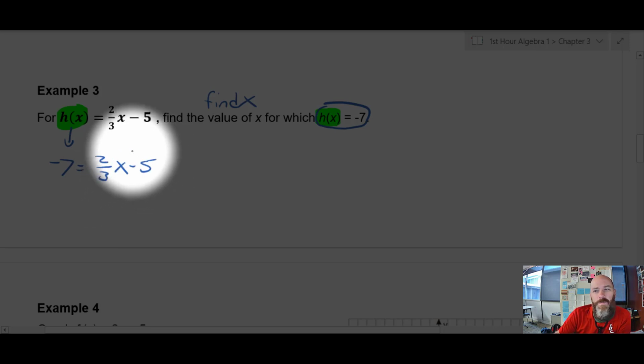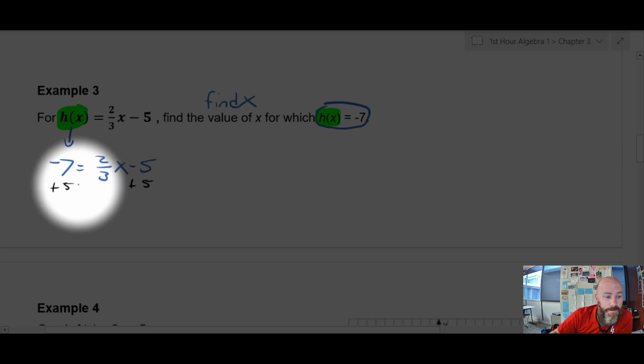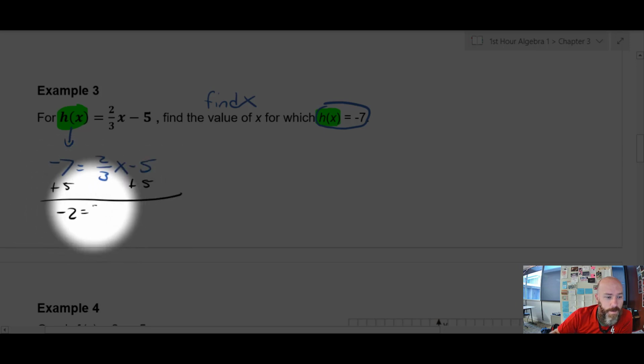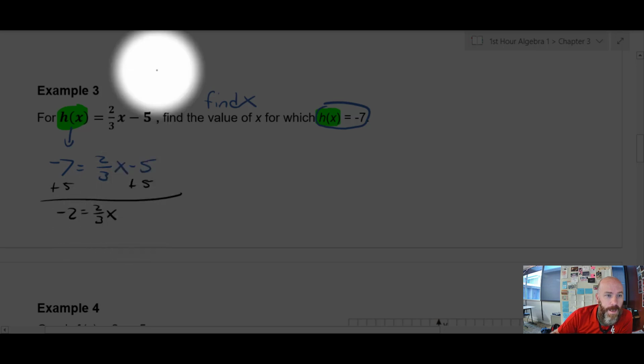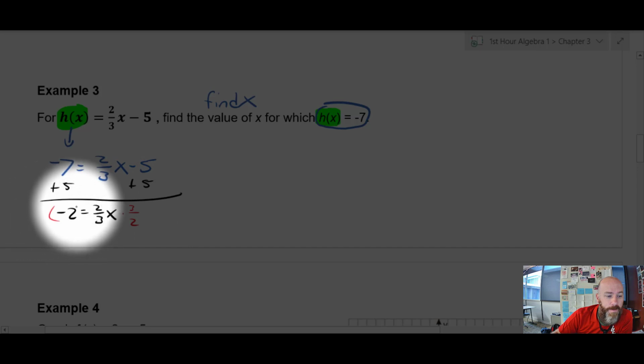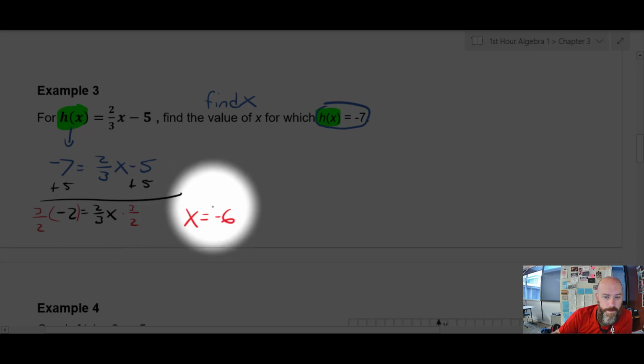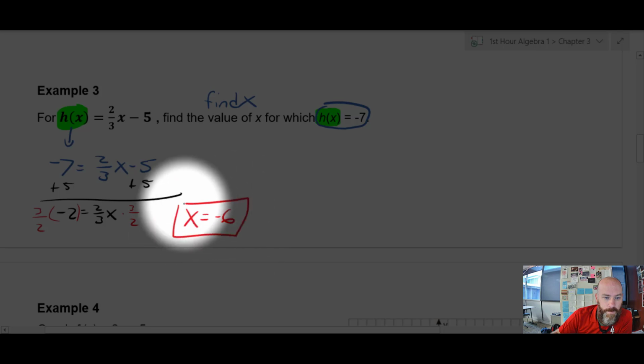This is a common one students mess up on a quiz and test because they just want to plug in -7 for x. What this is saying is, if my output is -7, what's my input? So let's solve this. I'm going to add 5 to both sides. I'm going to get -2 equals 2/3 x. I'm going to multiply both sides by my reciprocal, which is 3/2. And I'm going to get x equals -6. There we go. x equals -6.